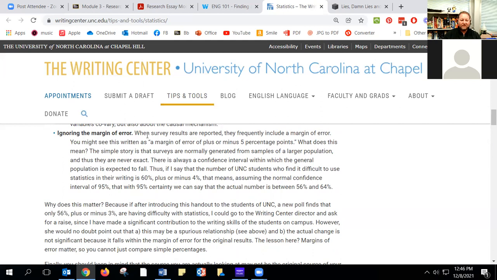So when survey results are reported, they frequently include a margin of error. You might see this written as a margin of error of plus or minus 5 percentage points, right? And if you've ever seen a poll, you've probably seen something like this before. What does this mean? The simple story is that surveys are normally generated from samples of a larger population, and therefore they're never exact, right?